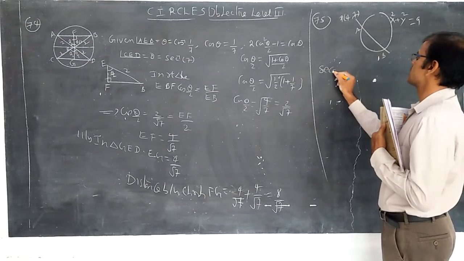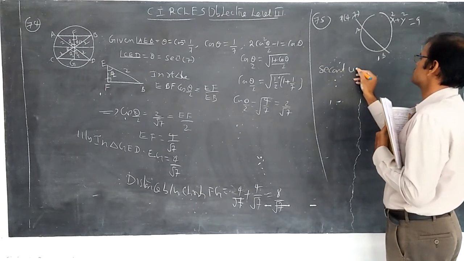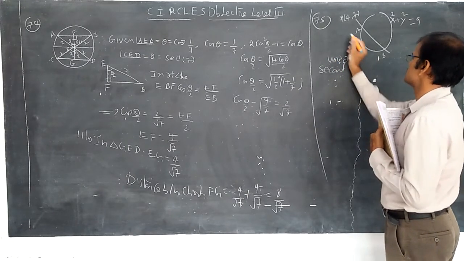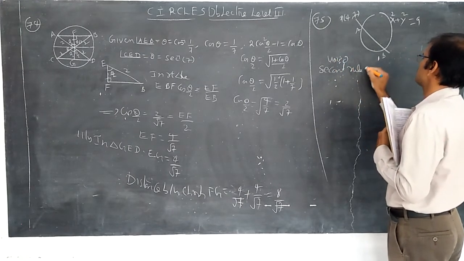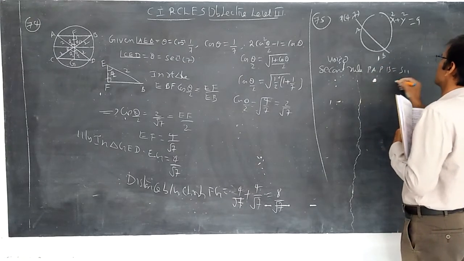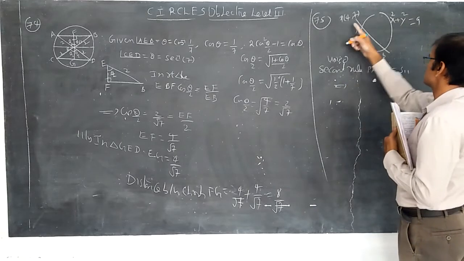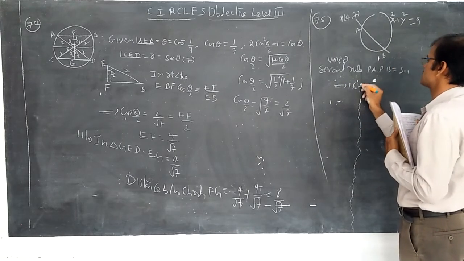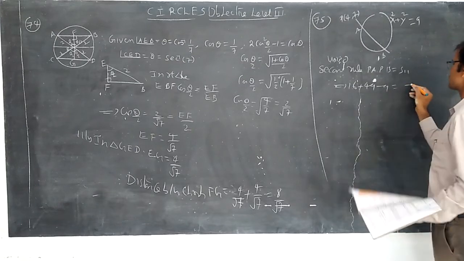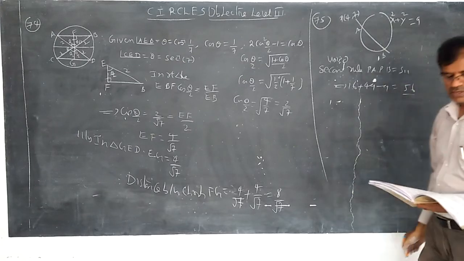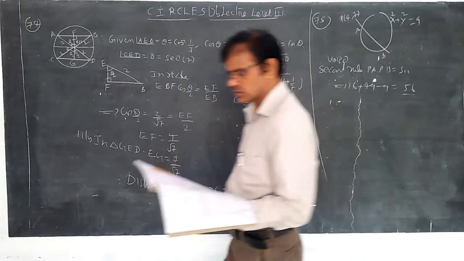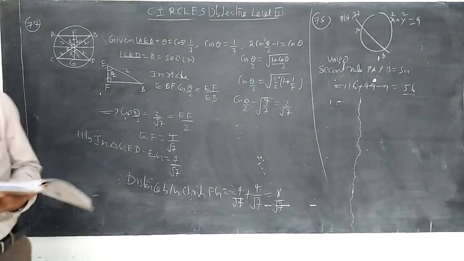Using the secant rule, we know that PA dot PB is equal to S11. So what is S11? Simply substitute the values here: 16 plus 49 minus 9, which equals 56. This is a JEE Mains question in the online exam 2007. Very easy question, depends upon the basic concept.